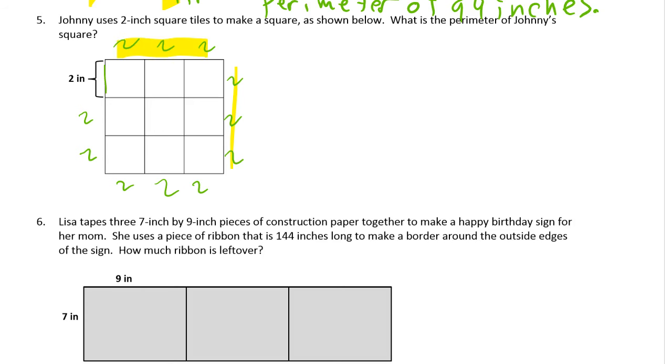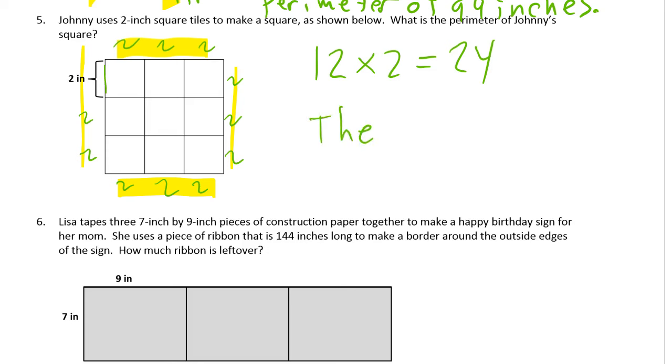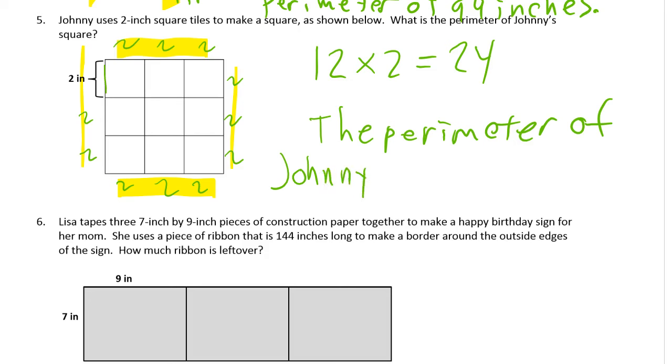3, 6, 9, 12. There's 12 2s. Twelve times 2, 24. Or you could just count by 2s going around. The perimeter of Johnny's square. That's not how you spell Johnny. It's 24, and these are inches.